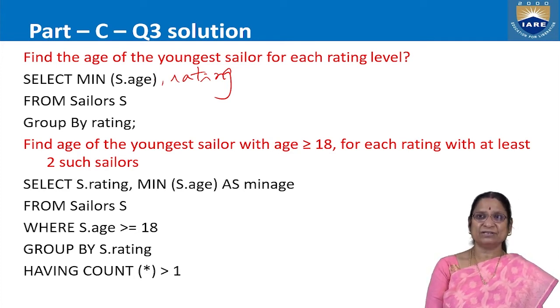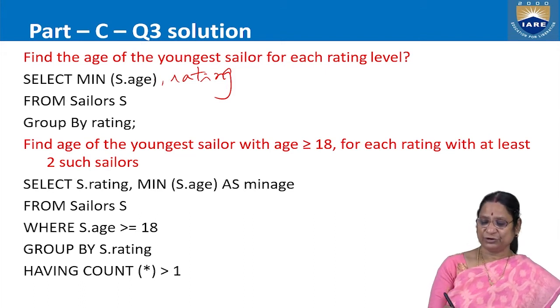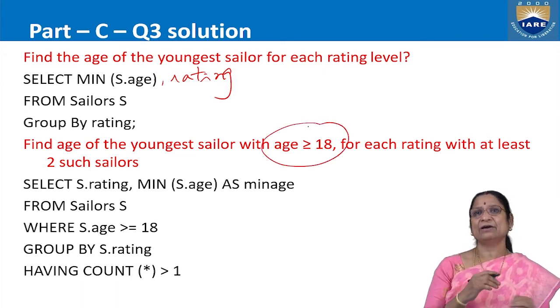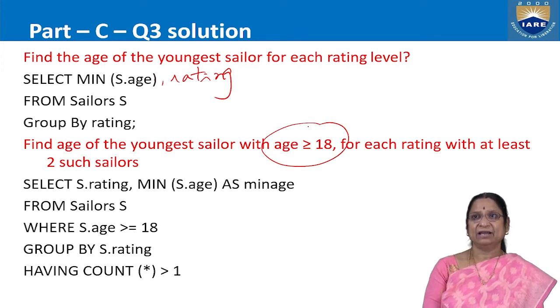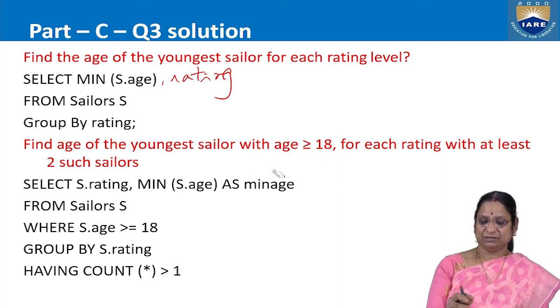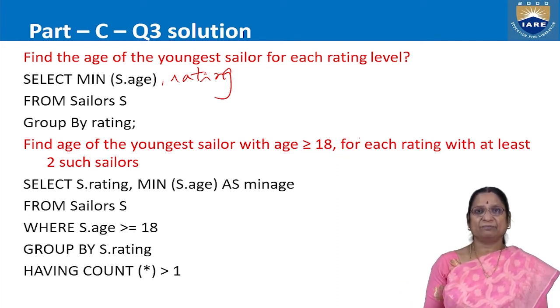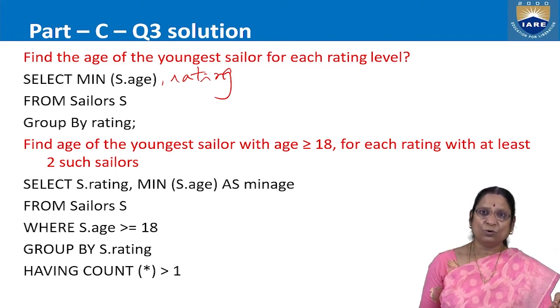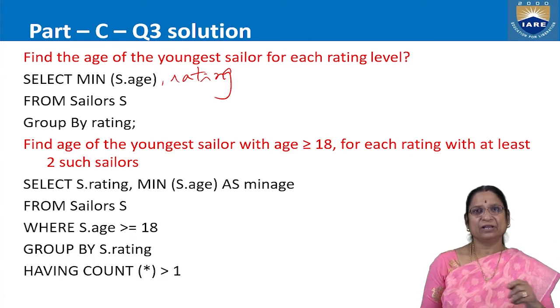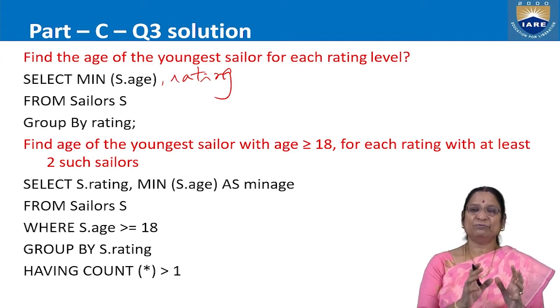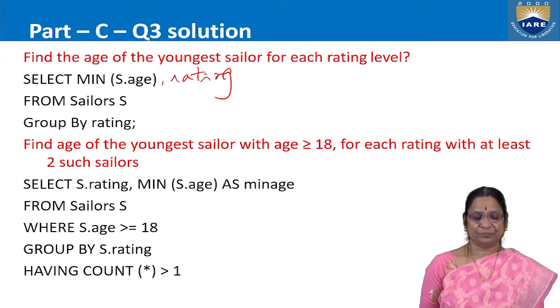Which groups do we want to consider? We have to consider all sailors who are able to vote, that means whose age is greater than or equal to 18. And what is another one? Each rating should have a minimum of 2 members. Otherwise, don't consider that rating. Minimum 2 sailors must be there who are eligible to vote, who have the voting age. For those groups only, we have to find out the minimum age.